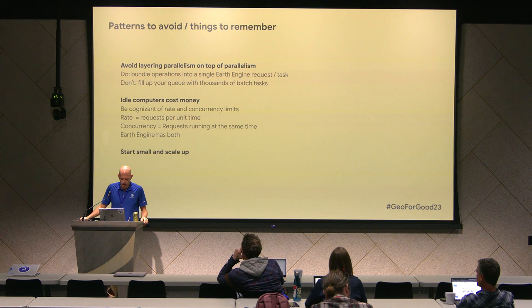Remember that idle computers cost money. All of these services have rate and concurrency limits. A rate is requests per time: how many questions can we ask in a unit of time? A concurrency limit is how many you have at once. Our high-volume API, I believe, has a 1,000 concurrent request limit. That can effectively cause a rate limit because those requests have some kind of latency to them that varies. But that's the limit you're working under. So if you have something that needs more than that or can launch more than that, don't do that, right? Because if you're spinning up computers that have to wait on Earth Engine to give an answer, you're paying for those things to be alive, and we want to avoid that.